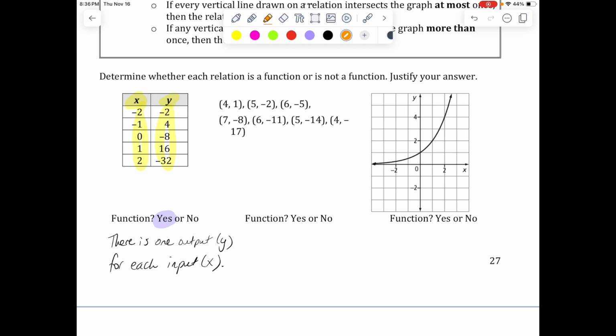here, I've got a 4, and I get a 4 and a 1, and I get a 4 and a -17. That's kind of drawn strangely. But for my input of 4, I've got 2 different outputs. Or for my input of 5, I get -2. For my input of 5, I get -14. Okay, so that's definitely a no. That is not a function.